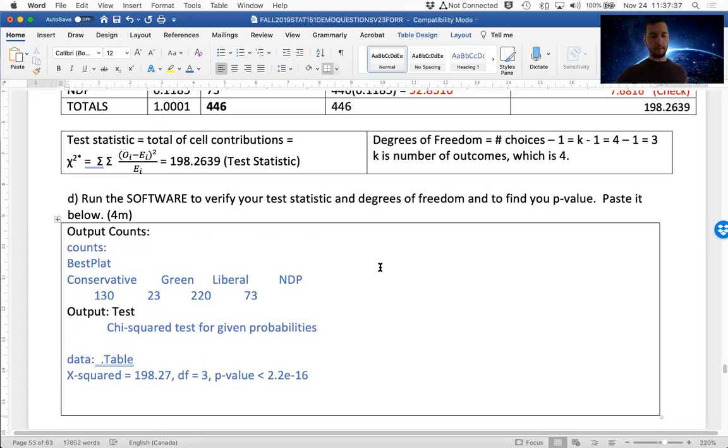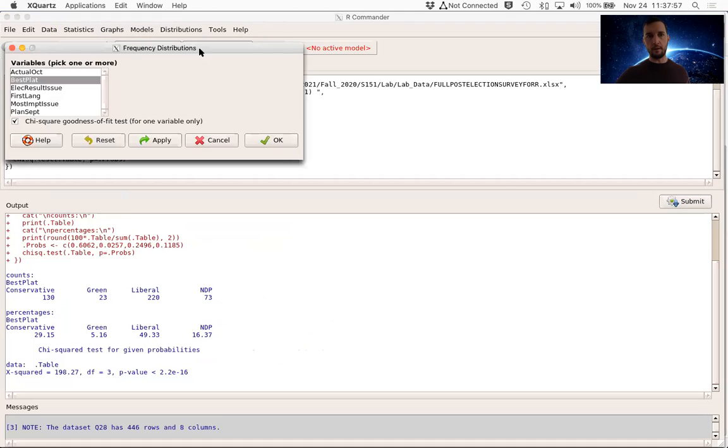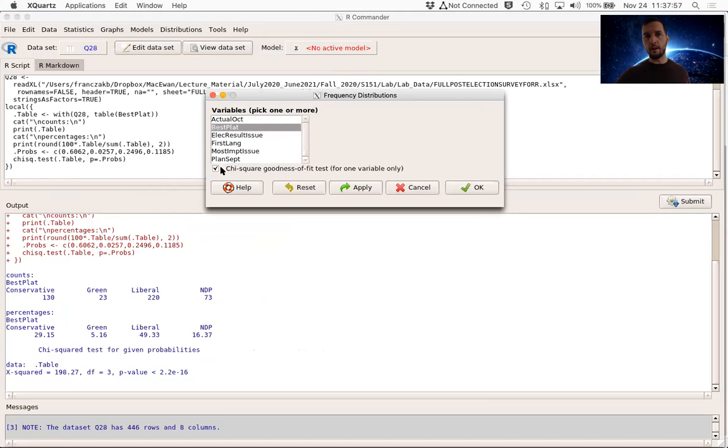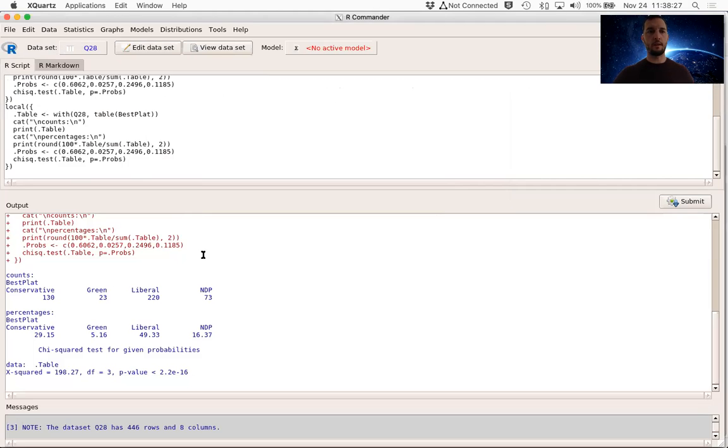So to run this test in R commander, we click statistics, summaries, frequency distributions. We select our variable, and then we check the box for goodness of fit test. Then we click OK. And then inside each of these boxes, we have to state the probabilities that are given in the question. So we had 0.6062 for conservative, 0.0257 for green, 0.2496 for liberal, 0.1185 for NDP. Okay, and then we click OK, and then we end up with the output given below.